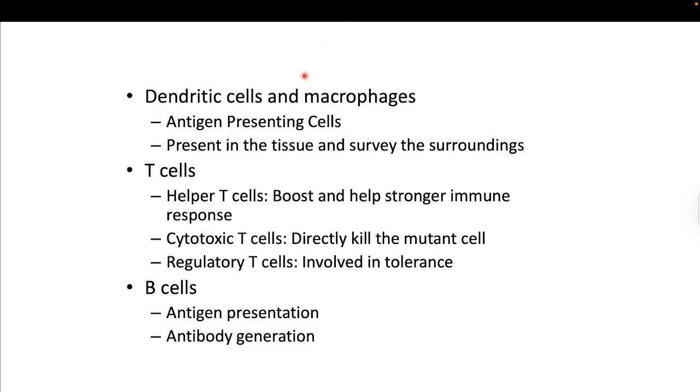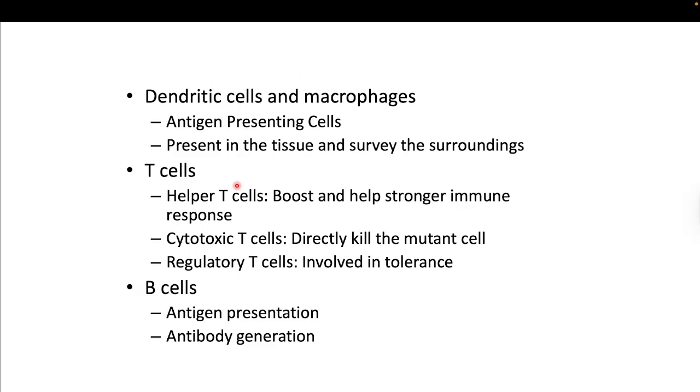So, your dendritic cells and macrophages are actually the professional antigen presenting cells. They are present in the tissue and they do a surveillance around these tissues to see if they see anything foreign or any changed, any mutated cell. So in that case, these two are the antigen presenting cells.